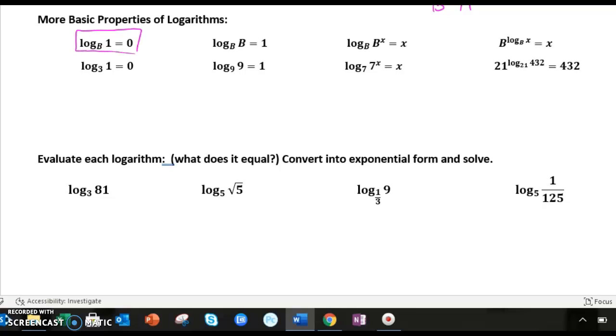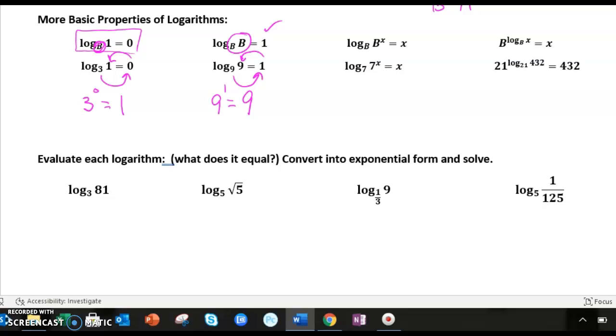For instance, log base b of 1 equals 0. In other words, no matter what b is, if this number is a 1, the answer is always going to be 0. Let's see why that works. 3 to the 0 power is equal to 1. True. 3 to the 0 power equals 1. No matter what this base number is, any number to the 0 power equals 1. When these two numbers are the same, the answer is always 1. Here's an example. 9 to the first power is equal to 9. True.